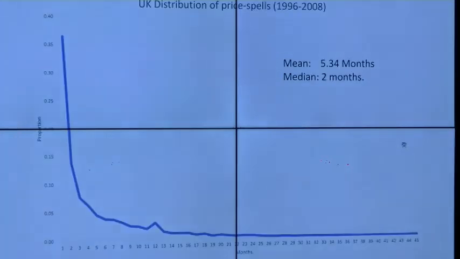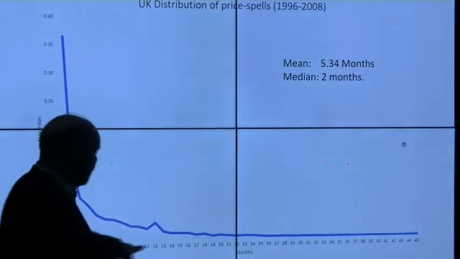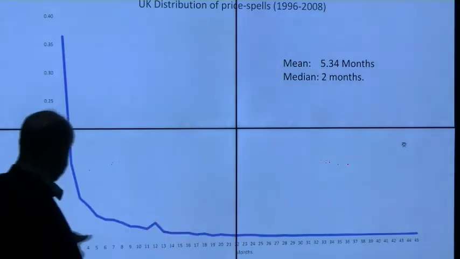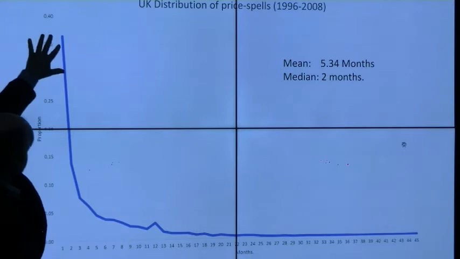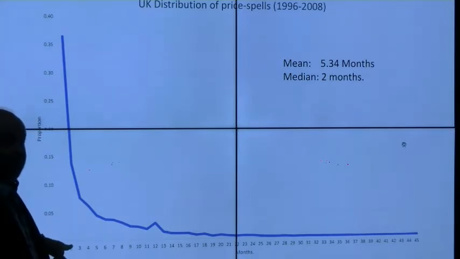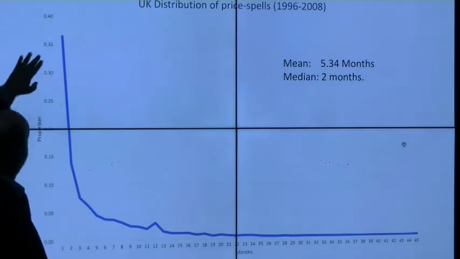Well, we can look at it. This is the UK distribution of price spells taken over the period 1996 to 2008. On the horizontal axis you have the duration of the price spells, and this is the proportion. So about 35% of price spells in the UK last for just 1 month. So there's a lot of short price spells.